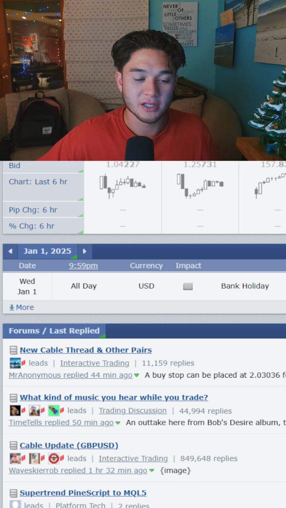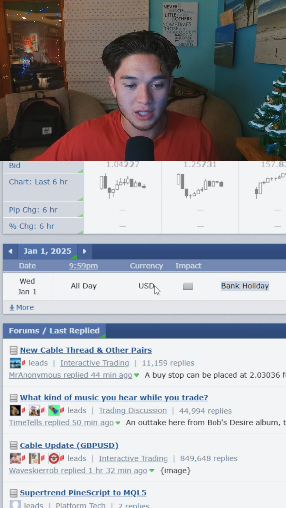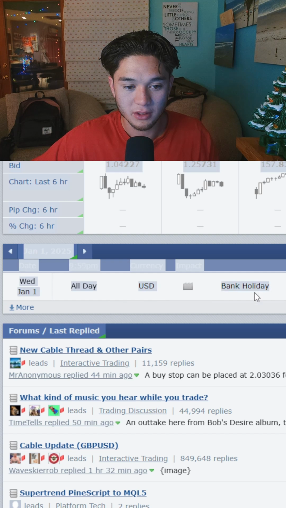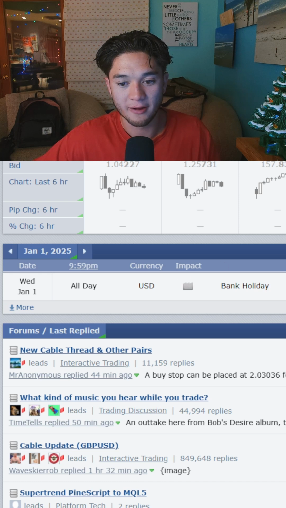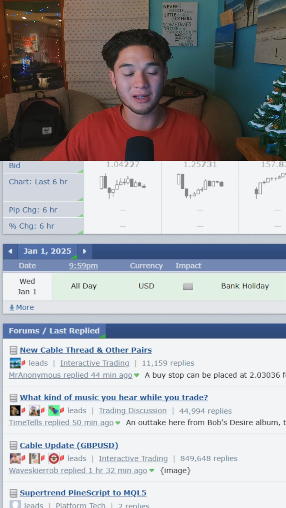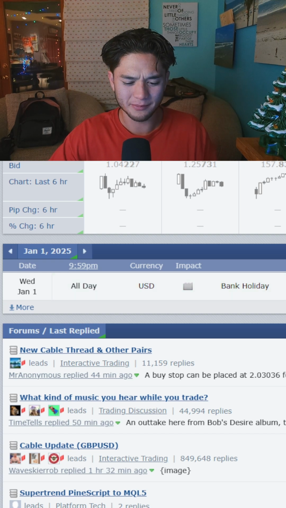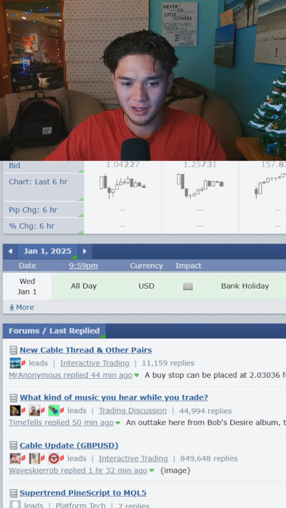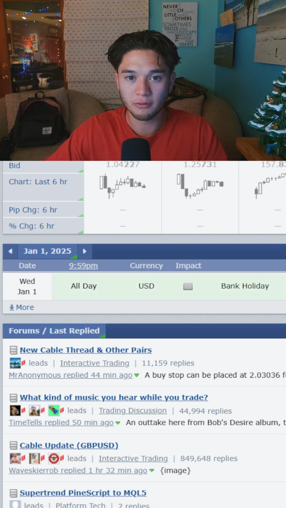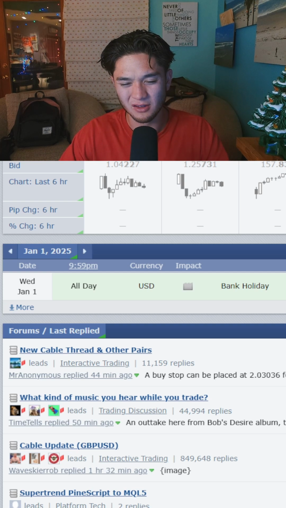So now I'm going to discuss the different news folders that we're going to get put in for different days. And first of all, we have bank holidays, which is this gray folder. And I would just say to completely stay off the charts during bank holidays. There's not much volatility, and personally, there's just no reason to be on the charts during bank holidays, but the charts still will move, but just avoid it in my opinion.